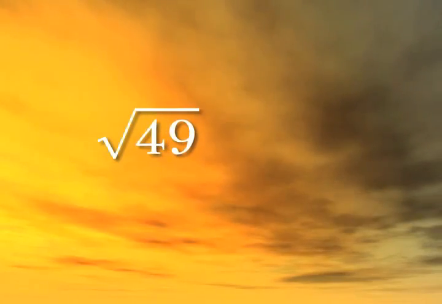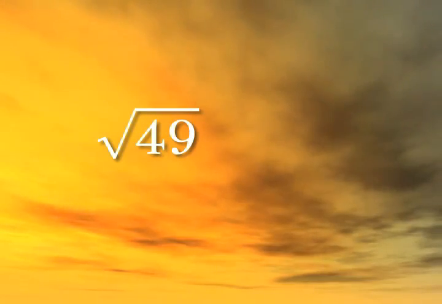What's the square root of 49? Meaning, what number times itself is 49? If you answered 7, you're half right. The complete answer is 7 and negative 7. 7 times itself is 49, and negative 7 times itself is 49.